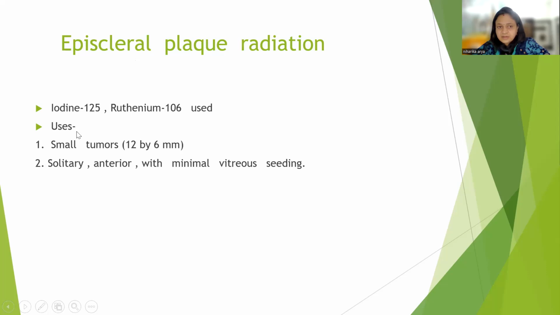It is used in small tumors, that is 12 by 6 mm, if the retinoblastoma is solitary, anterior to the retina, with minimum vitreous seeding. So these are the conditions in which we can use episcleral plaque radiation. The plaque, that is the plate, is made up of iodine 125 or ruthenium 106, and it is used in the case of small tumors of 12 by 6 mm, or if the tumor is solitary, anterior to the retina, and with minimum vitreous seeding.